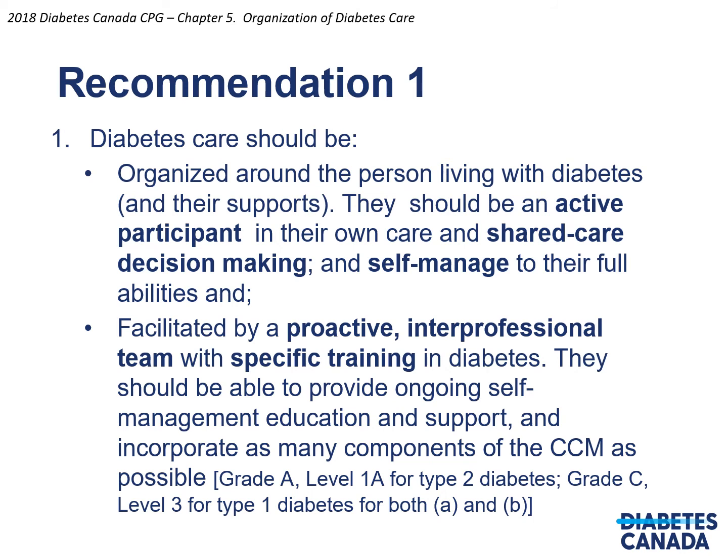Recommendations from the Organization of Diabetes Care chapter. Number 1, diabetes care should be organized around the person living with diabetes and their supports. They should be an active participant in their own care and shared care decision-making and self-manage to their full abilities. Diabetes care should be facilitated by a proactive, interprofessional team with specific training in diabetes. They should be able to provide ongoing self-management education and support and incorporate as many components of the chronic care model as possible.